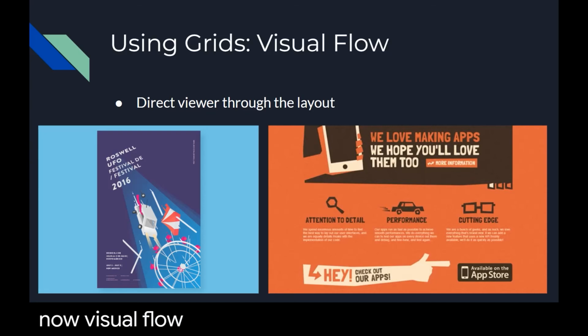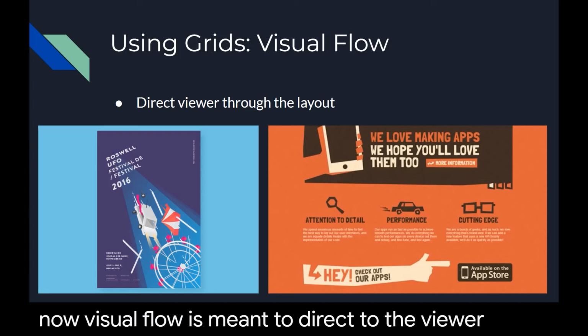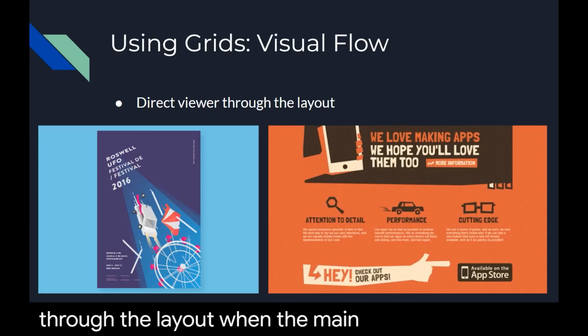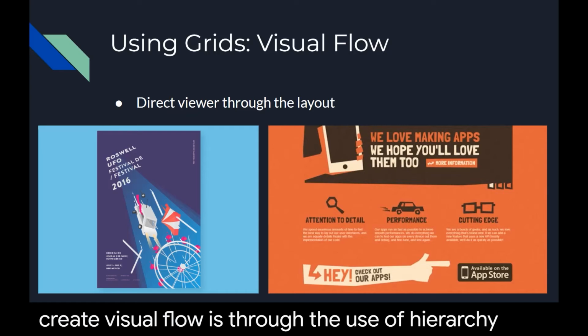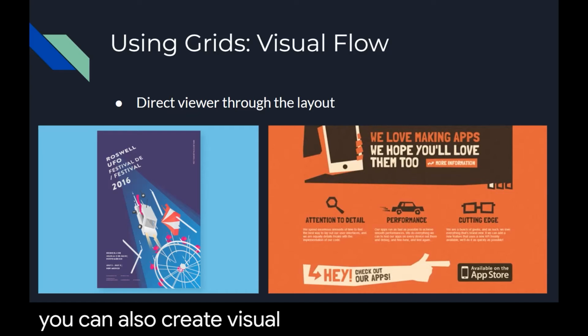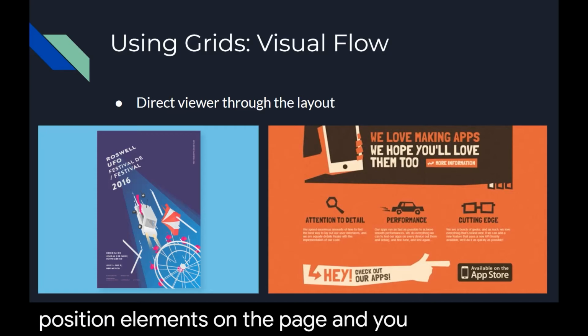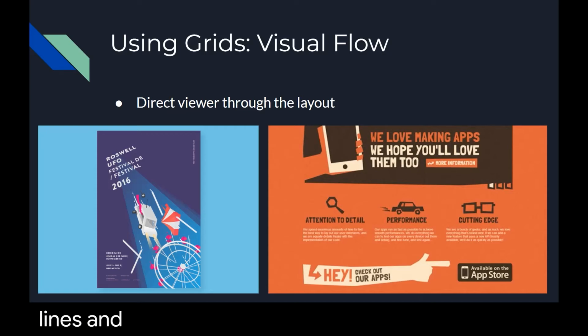Now, visual flow is meant to direct the viewer through the layout. One of the main ways that you create visual flow is through the use of hierarchy. But you can also create visual flow from the way that you position elements on the page and use things like lines and rules and even white space to draw the eye to where you want it to go.